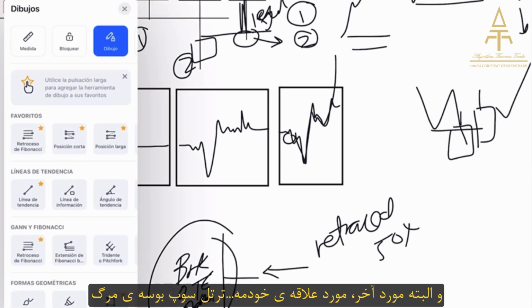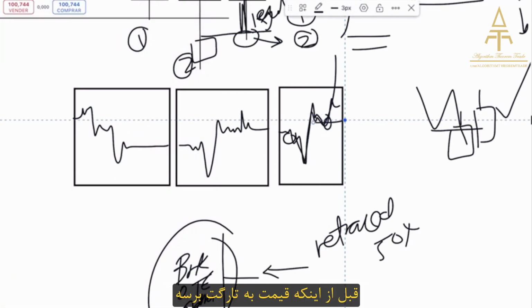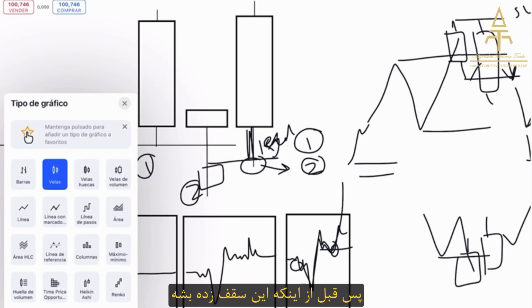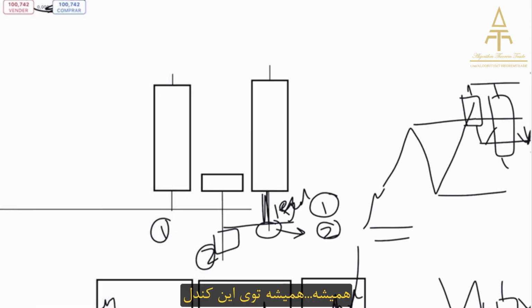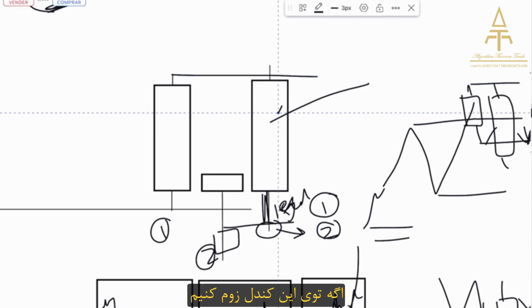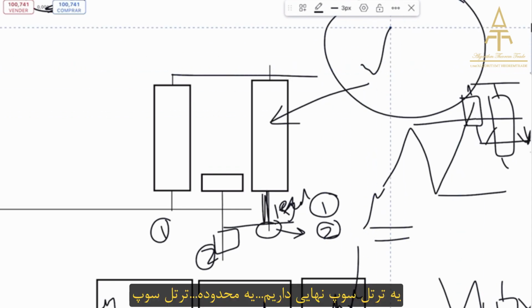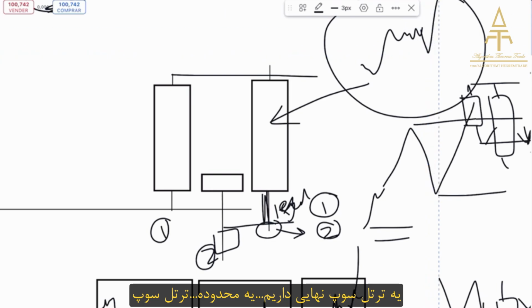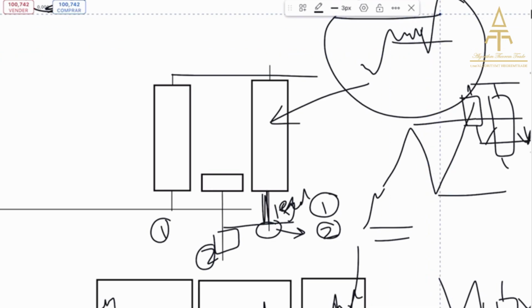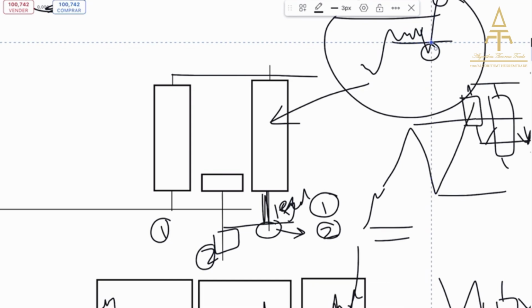And of course, the final one is my favorite, the kiss of the turtle soup before the target. So before this high is hit, there's always going to be, if you zoom in on this candle, one final turtle soup, and the target is met. This is the easiest. It's like taking candy from a baby.